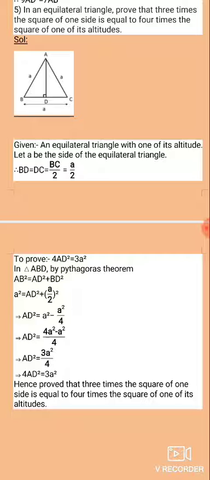Hence we prove that 3 times the square of one of the side is equal to 4 times the square of one of its altitudes. Clear, students? Okay. Thank you.